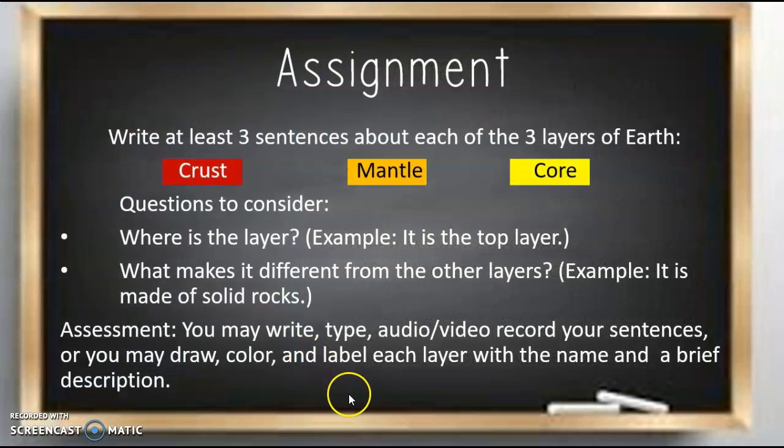So your assignment for this class is to write at least 3 sentences about each of the 3 layers of Earth. Remember, we have the crust, the mantle, and the core. Questions I want you to consider: where is the layer? Example, it is the top layer. What makes it different from the other layers? Example, it is made of solid rocks.